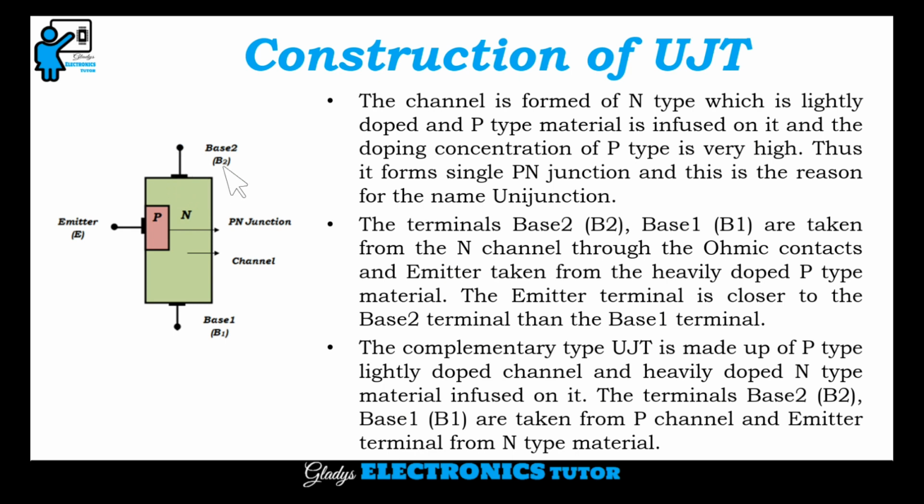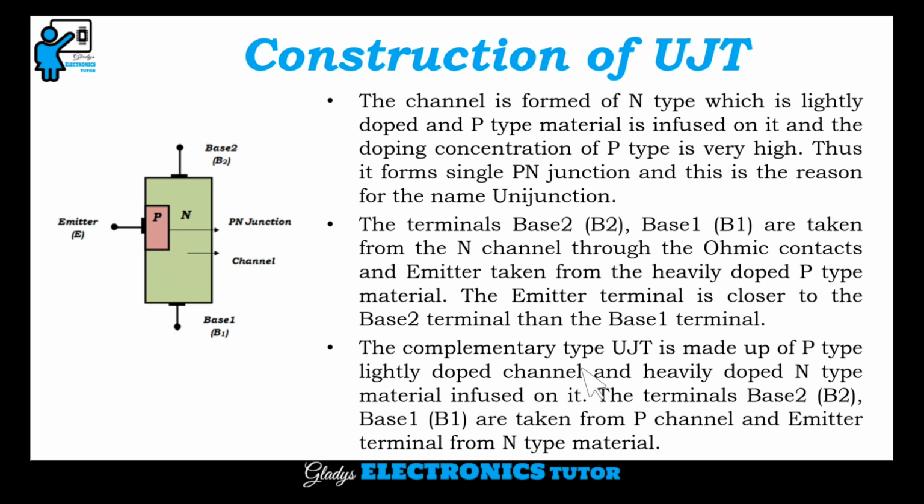The terminals base 1 and base 2 are taken from the N channel through the ohmic contacts, and the emitter is taken from the heavily doped P-type material. The emitter terminal is closer to the B2 terminal than the base 1 terminal.